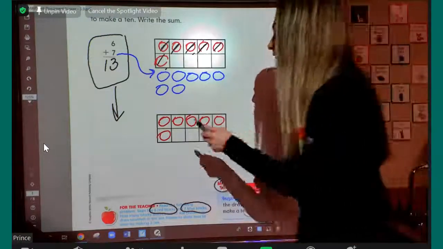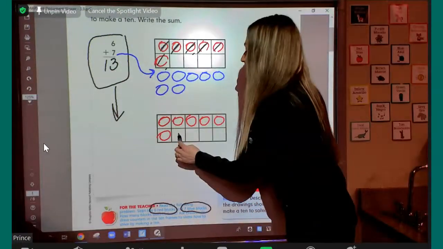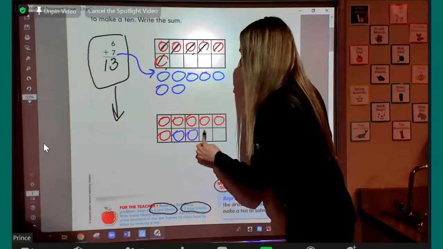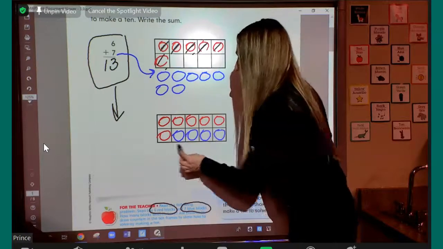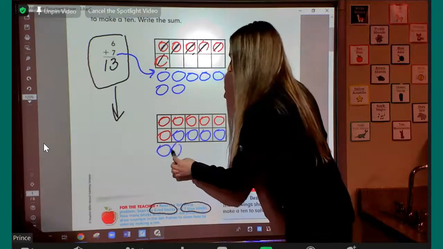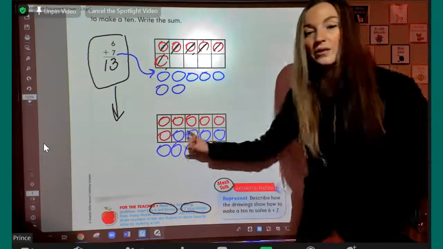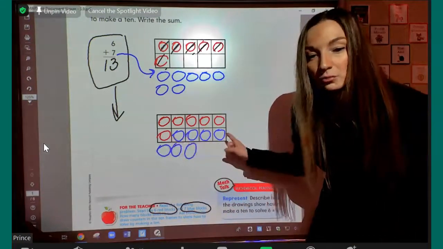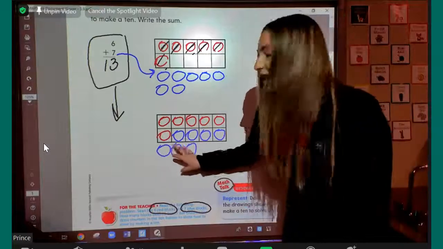So take your blue crayon and we're going to do 7. 1, 2, 3, 4, 5, 6, 7. Do you see how I just filled this up until there was no more room left? And then I just put the extra down here.